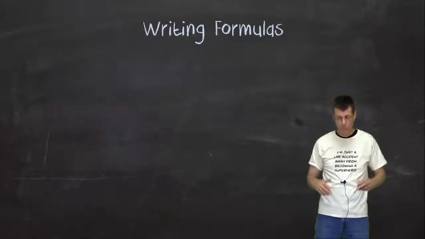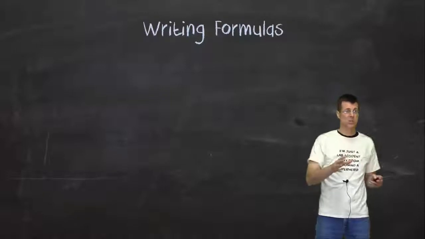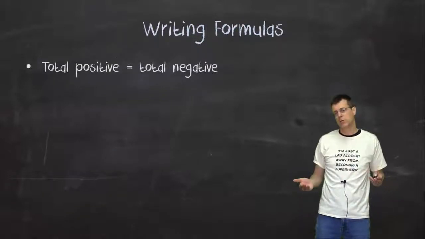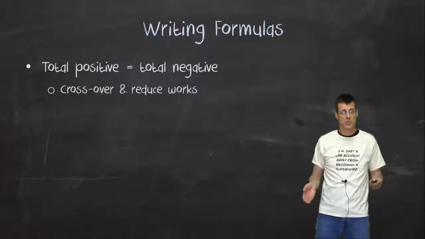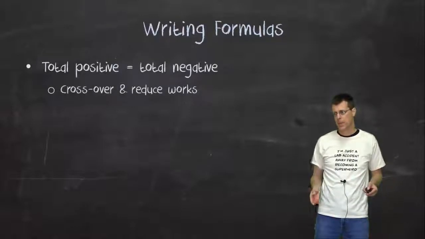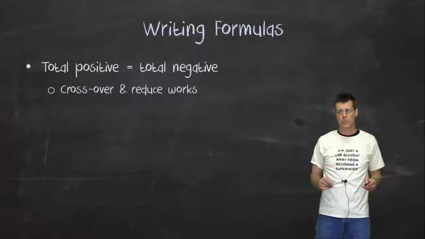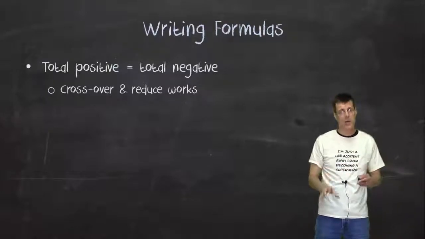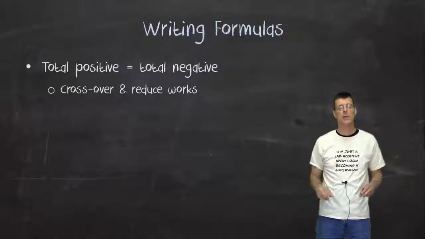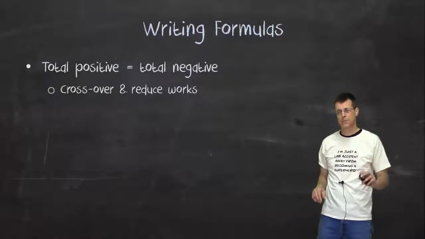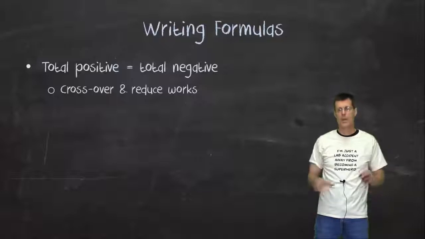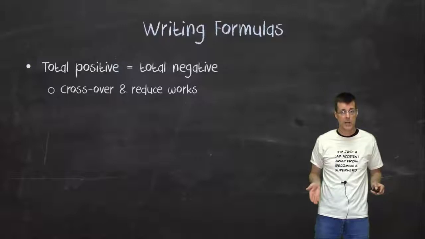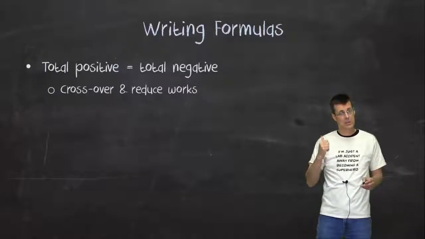Writing formulas is actually much easier, because if the total positive charge equals the total negative charge, then all I have to do is make sure that the numbers balance out. So crossover and reduce will work. The one slight difference from last time is that last time I looked to the periodic table for the nonmetal and for the metal to find out what the charges were. But now, for the metal, we didn't write anything down. Don't forget, it's in the name.